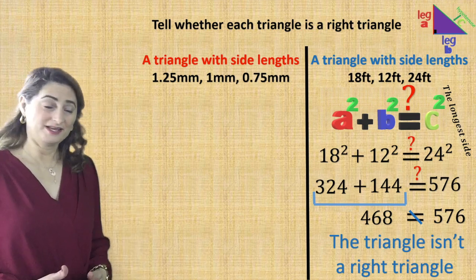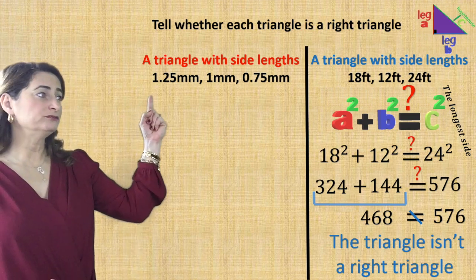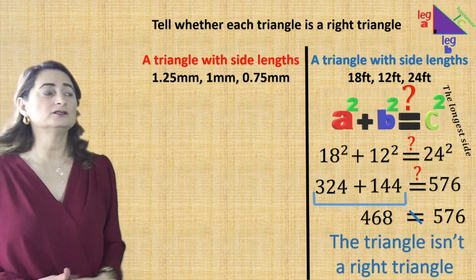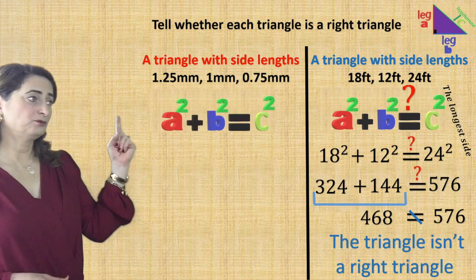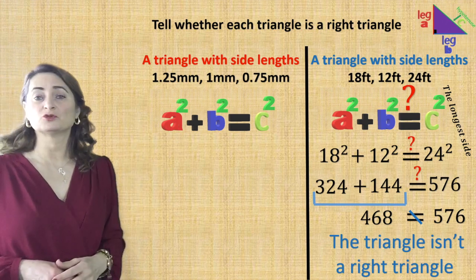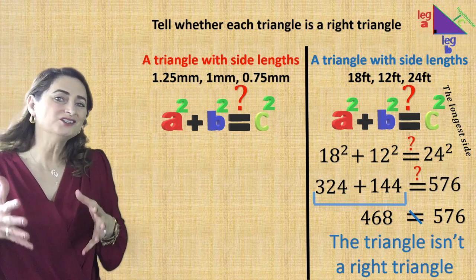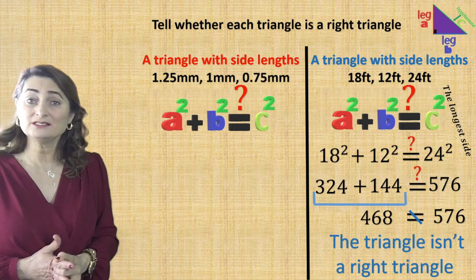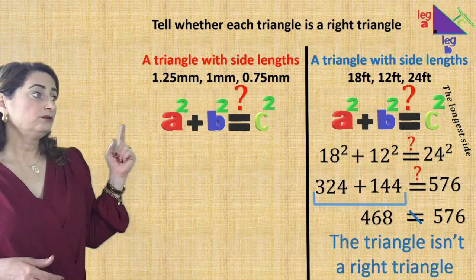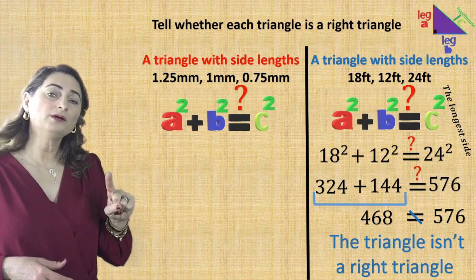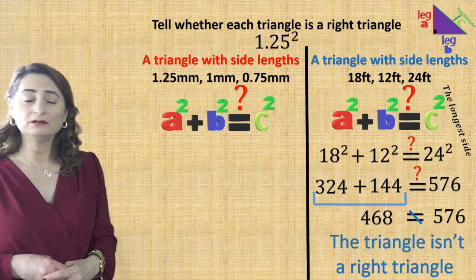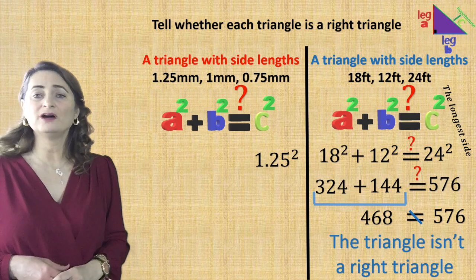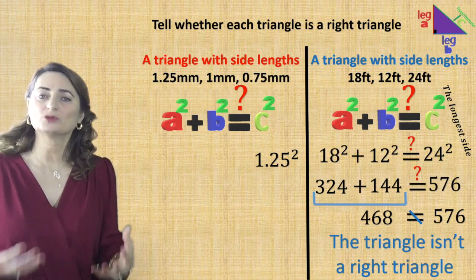Now here's the other example with side lengths of 1.25 millimeters, 1 millimeter, and 0.75 millimeter. Remember to write the equation, a squared plus b squared equals c squared, with a question mark because you're checking to see if that statement is true. Now, the first number to replace is always the biggest number because it is the longest side of that triangle, which is 1.25, the hypotenuse, and square it.